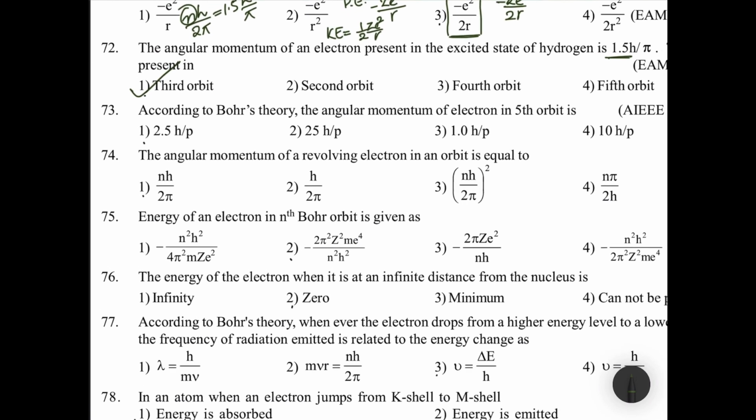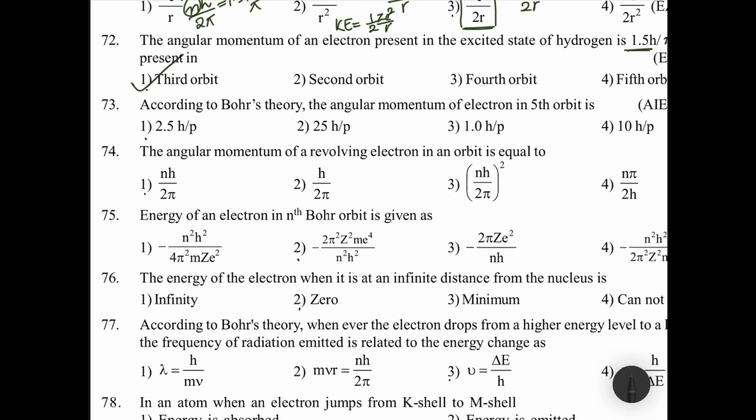According to Bohr's theory, the angular momentum of electron in fifth orbit is, this was a previous IIT question also. According to Bohr's theory, the angular momentum of electron in fifth orbit is mvr equal to nh by 2 pi, 5h by 2 pi. Correct. 5h by 2 pi is, this is pi beta. All these are pi's. Typo error, sorry for this. 5 by 2 is nothing but 2.5.